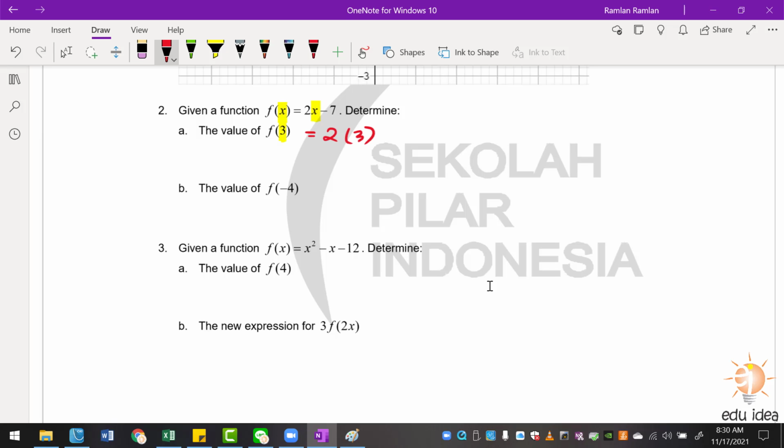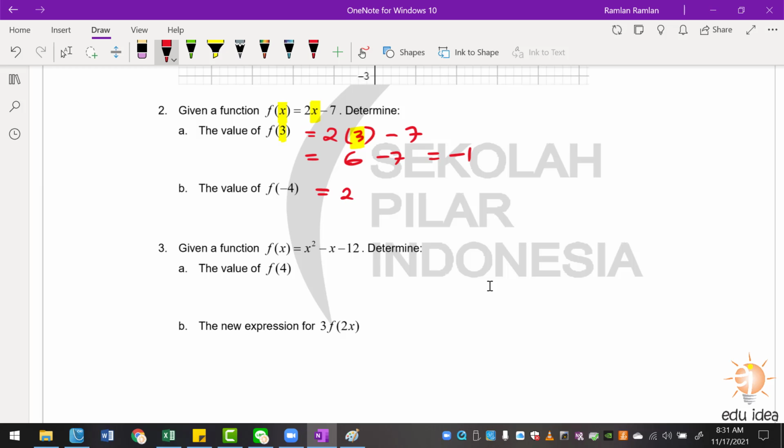Remember that you should always put a bracket when you substitute for x, whatever the variable is, because sometimes when you have a subtraction or a couple of terms inside, the calculation will be a little different. Next is minus 7. Substituting x by 3, 2 times 3 is 6, and 6 minus 7 equals minus 1. As easy as that.